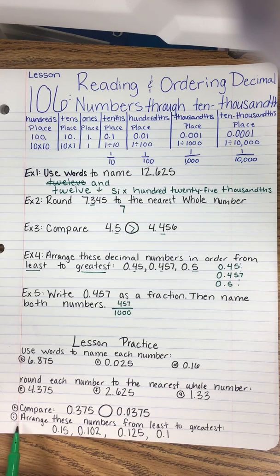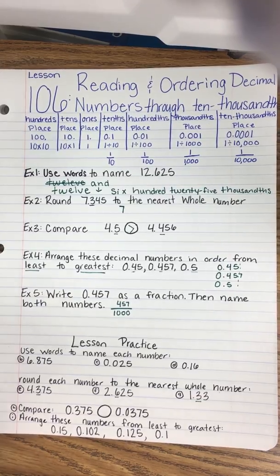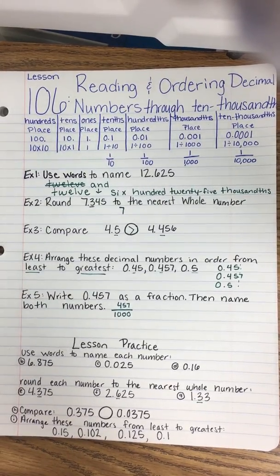And for I, arrange these numbers from least to greatest: 0.15, 0.102, 0.125, and 0.1. All right. And for these ones, you have to remember that you're looking specifically at that number to see whether you're rounding up or going back down. Okay? Have a great day. See you later.